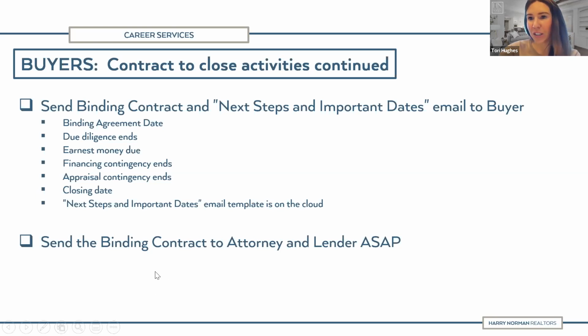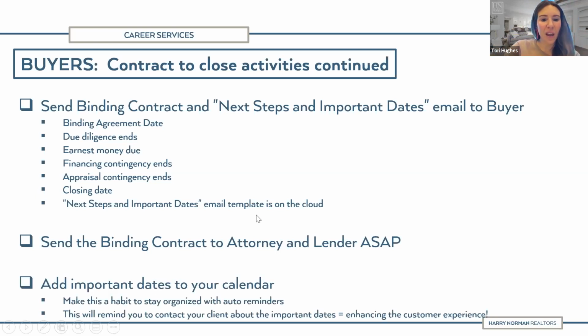They're backed up and busy just like we are. And then add the important dates to your calendar. So things such as due diligence ending, financing and appraisal contingency, earnest money, all those important dates. I would say make it a habit to add these to your calendar with reminders. This is going to also remind you to contact your client about the important dates, which is going to further enhance the customer experience.